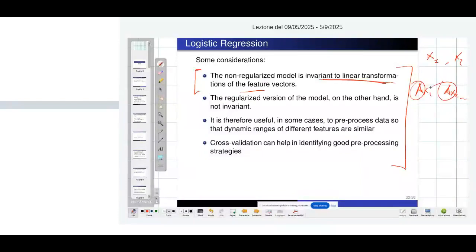While we've seen that for PCA, if we apply a linear transformation to our data set, that will change the relative variance of the different directions, so it will change the directions that we will select. For logistic regression, what happens? Well, as long as we don't regularize, again, the model becomes invariant to a linear transformation.